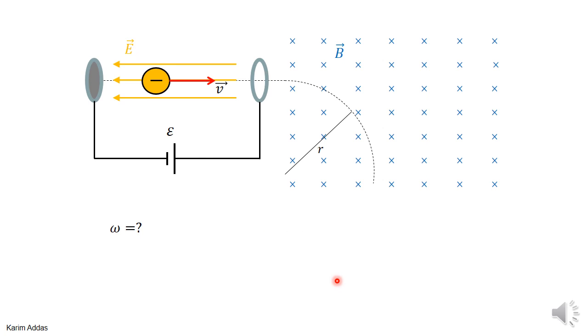So in the next part of the problem, they're asking what's the angular speed of the charge as it's moving in this magnetic field region. So the angular speed, we derived it before. It's equal to v over r. We know v, we know r. You calculate the ratio and you get this value of the angular speed.